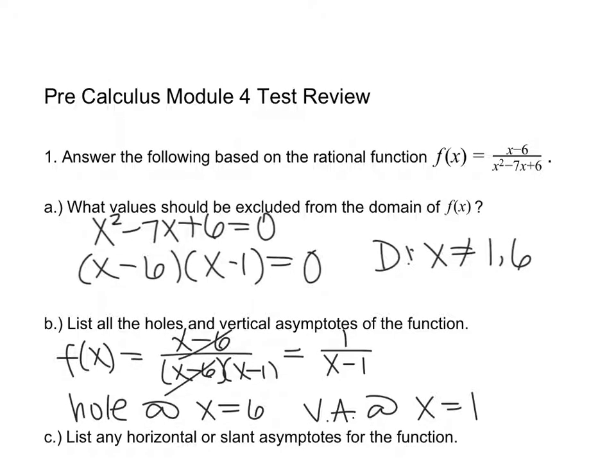Next, we want to list any horizontal or slant asymptotes. So that comes from the degree of our original function in the numerator and denominator. So our original function, x minus 6 over x squared minus 7x plus 6. The degree of the numerator is 1. The degree of the denominator is 2. So when the degree of the numerator is less than the degree of the denominator, it's a horizontal asymptote. Specifically the equation y equals 0.